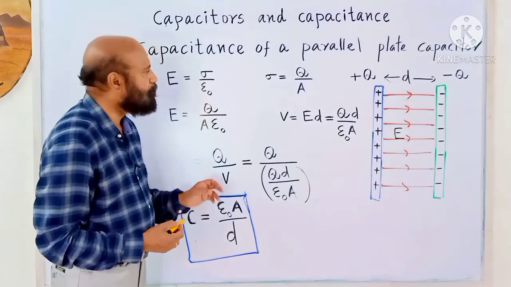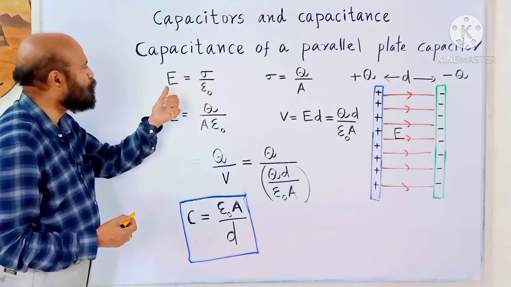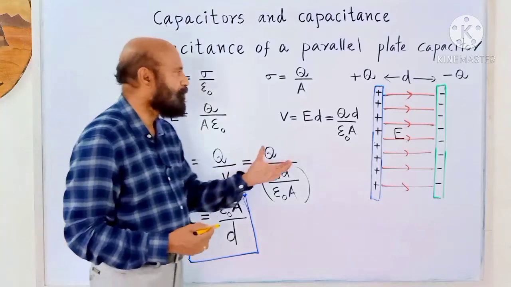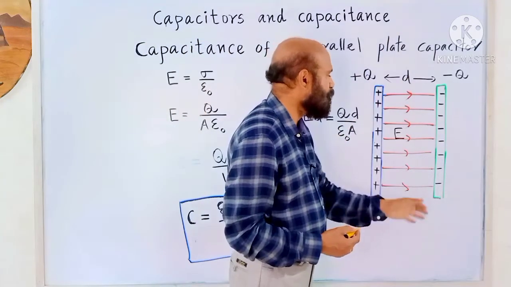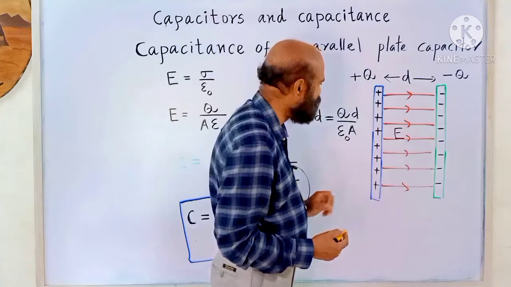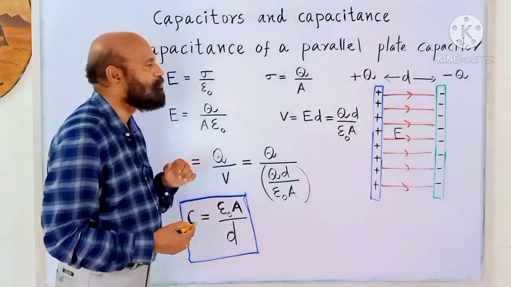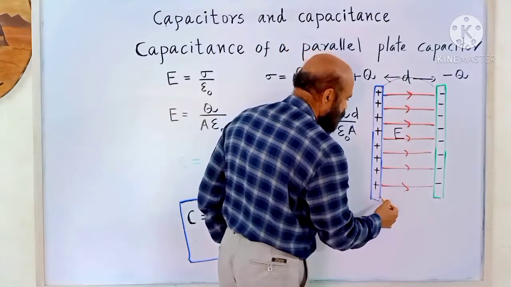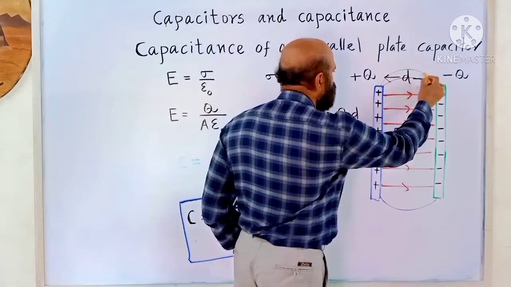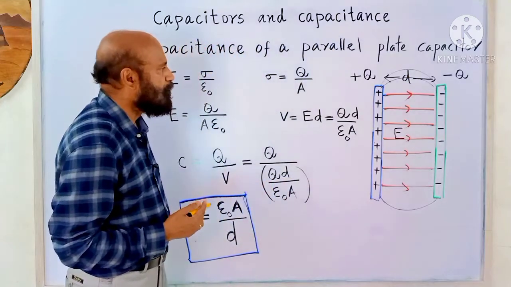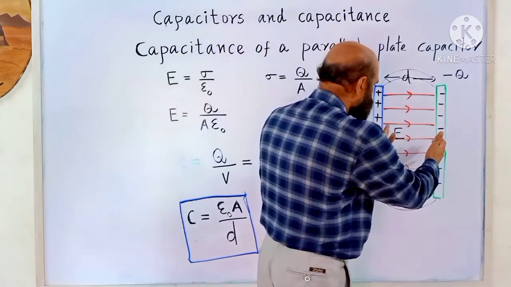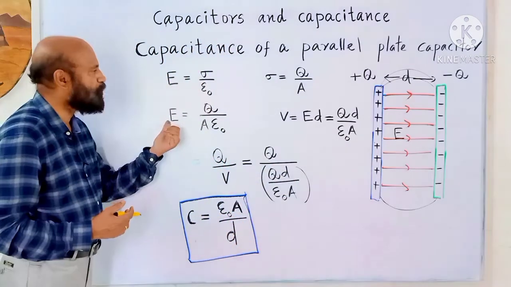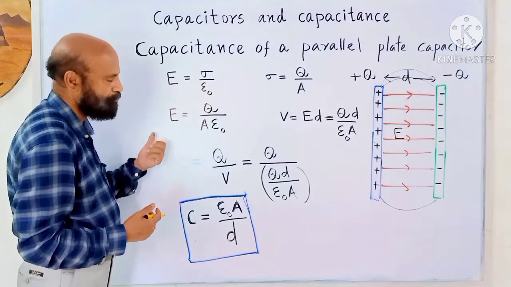Now during the derivation we used this expression. So this is the electric field when the plates are infinite. For finite plates, the field may not be strictly uniform. So there will be some bending of the electric field at the edges. So field may not be uniform. But if the distance between the plates is very small, then the field can be considered to be uniform.